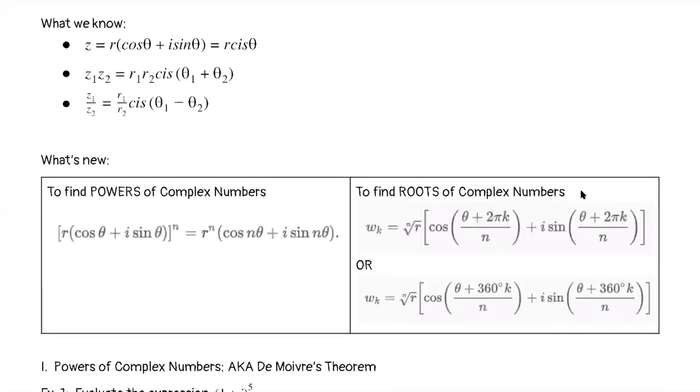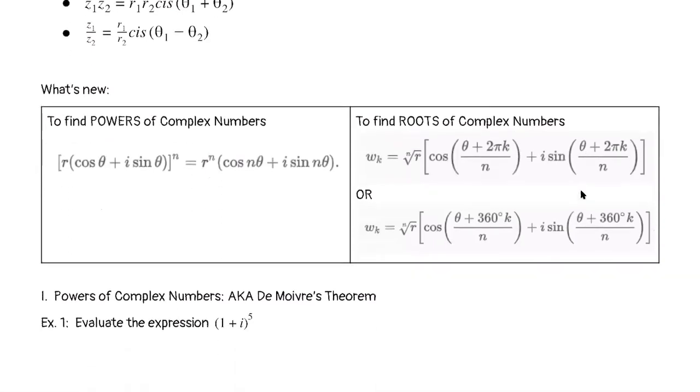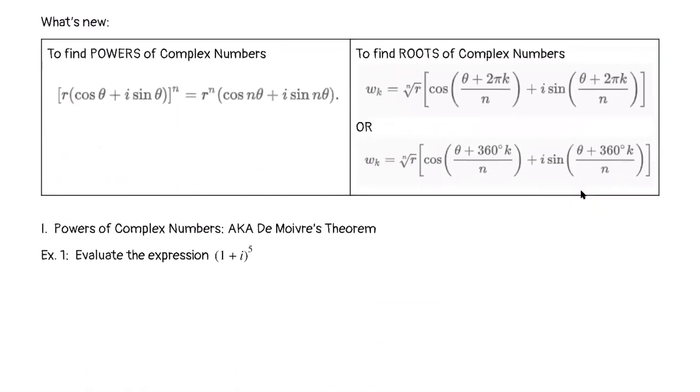All right, so let's add on to this. We know that a complex number can be written as r cis theta in trig form or polar form. We know that if we multiply two numbers, we can multiply the distances but add the angles. And we know if we divide two numbers, we can divide the distances and subtract the two angles. So this next section talks about finding the roots and the powers of complex numbers, okay?